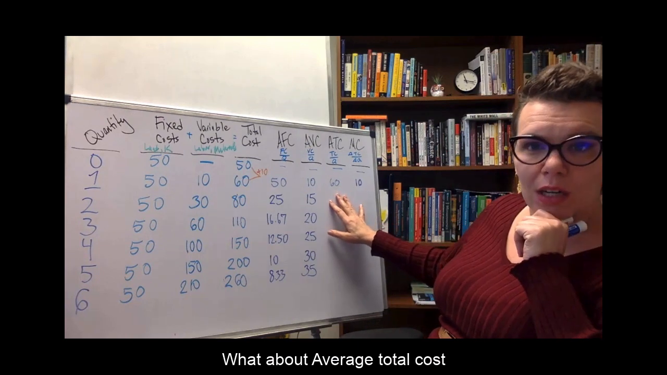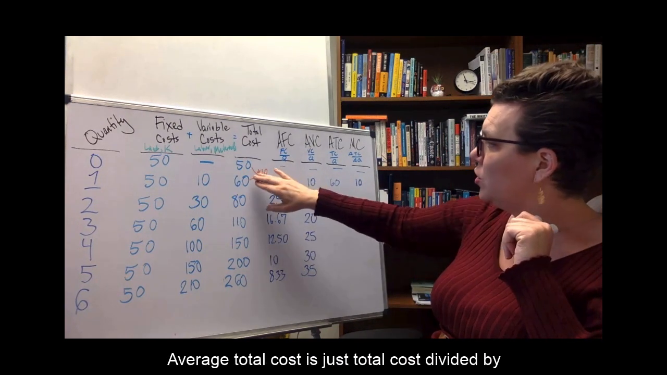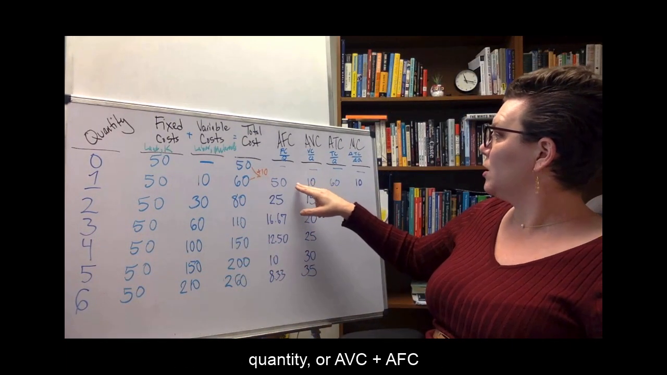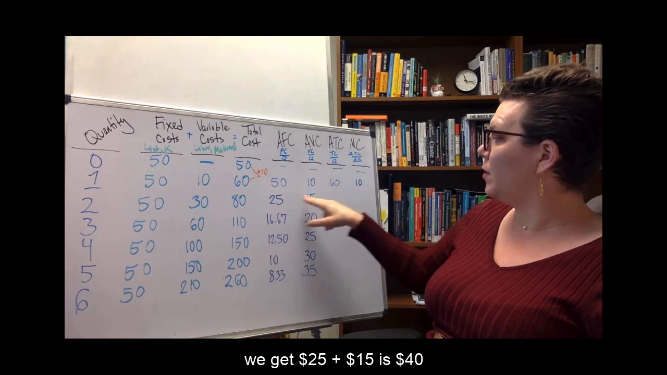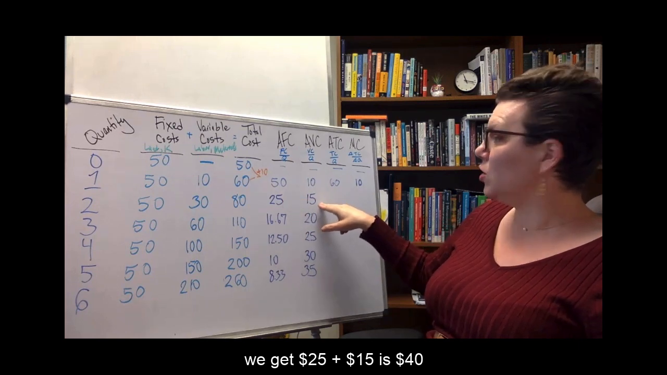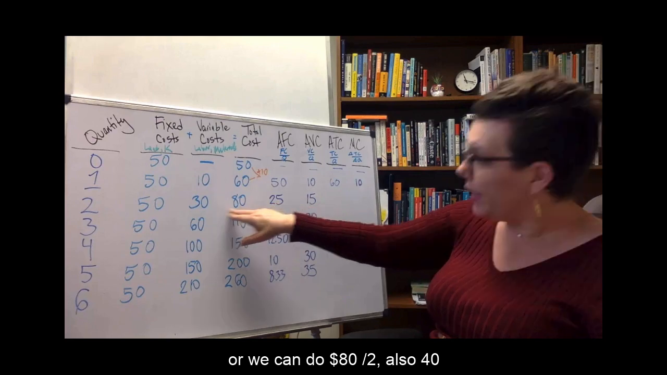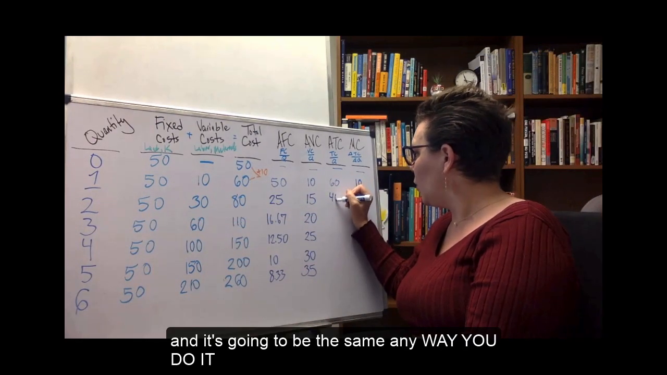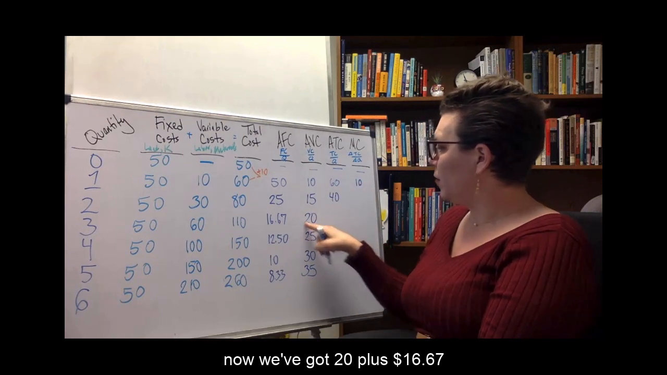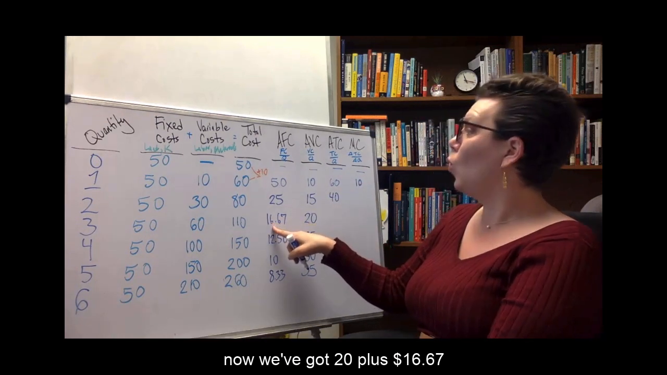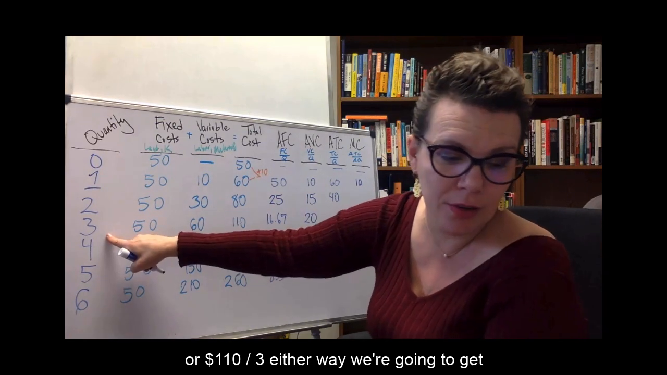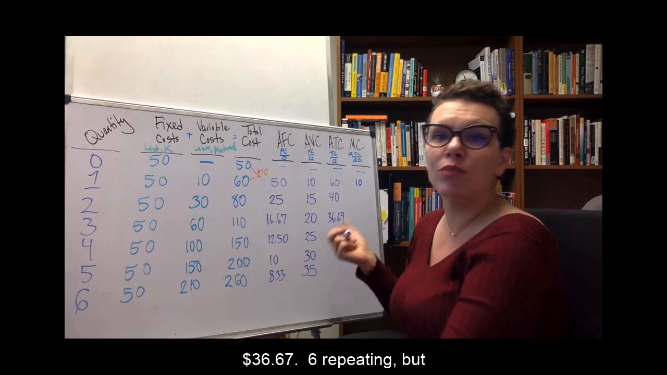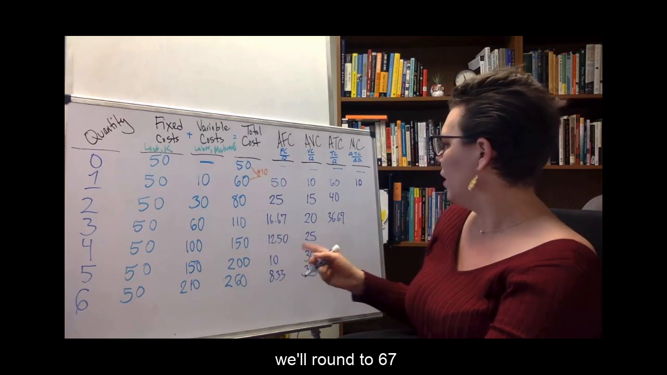What about average total cost? Average total cost is just total cost divided by quantity, or average variable cost plus average fixed cost. So what if we add them together? We get 25 plus 15 is 40, or we can do 80 divided by 2, also 40. And it's going to be the same any way you do it. Now we've got 20 plus 16.67, or 110 divided by 3. Either way, we're going to get 36.66 repeating, but we'll round it to 67.